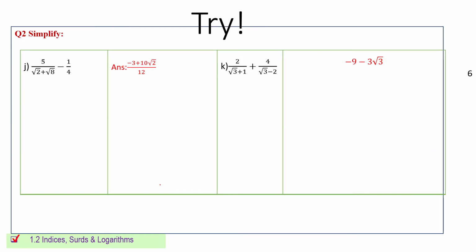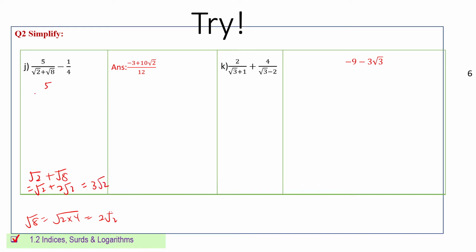Okay, now we look at our J. J has 2 root 3 as a denominator. So what we're going to do is multiply by the conjugate. If you don't want to multiply by the conjugate, it also doesn't matter. So what we do first is root 2 plus root 8. But we know that root 8 is root 4 times 2, which is 2 root 2. So then finally I have 3 root 2.